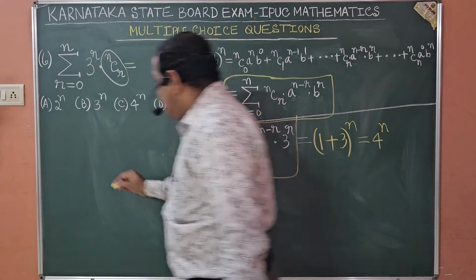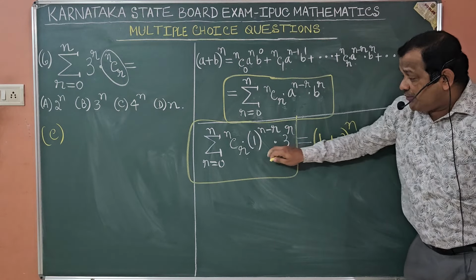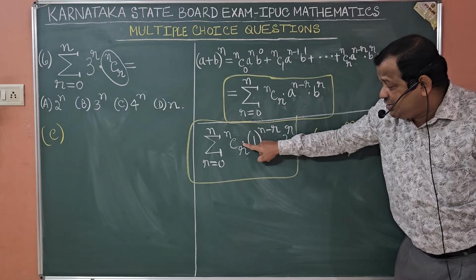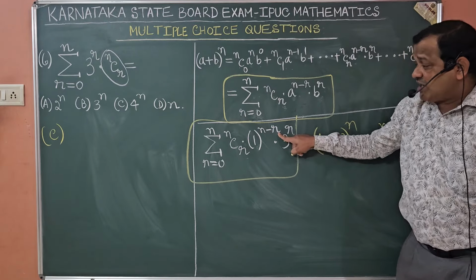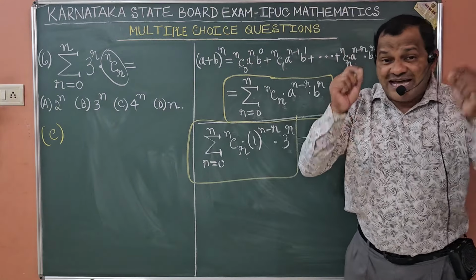Therefore, for this question, option C is correct, 4 power n. Now again I will tell you, you may be thinking, sir, you have brought 1 into 1 power n minus r. Won't it make any difference in our question? No, it will not make any difference.